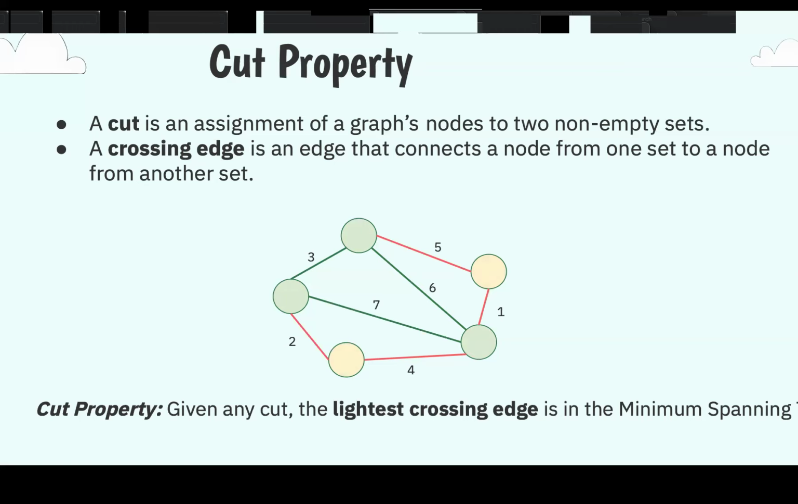What the cut property says is the smallest, or the lightest, crossing edge is going to be in this minimum spanning tree. So the smallest crossing edge is going to be this one right here, right? With this value of 1. And because of the cut property, this is actually going to be a part of our MST. And this property is going to be the underlying pattern that we'll see in these next two algorithms.